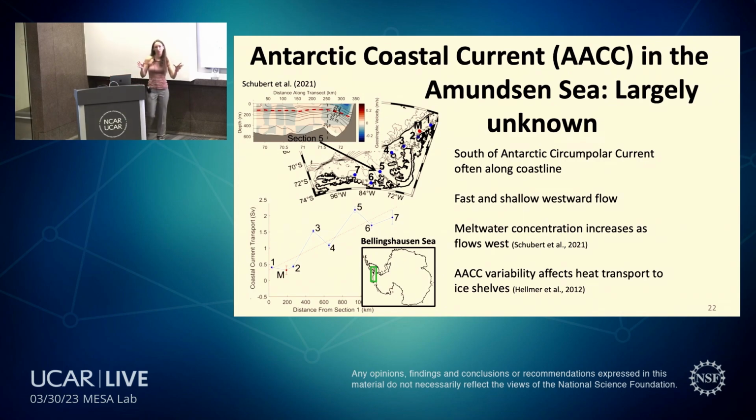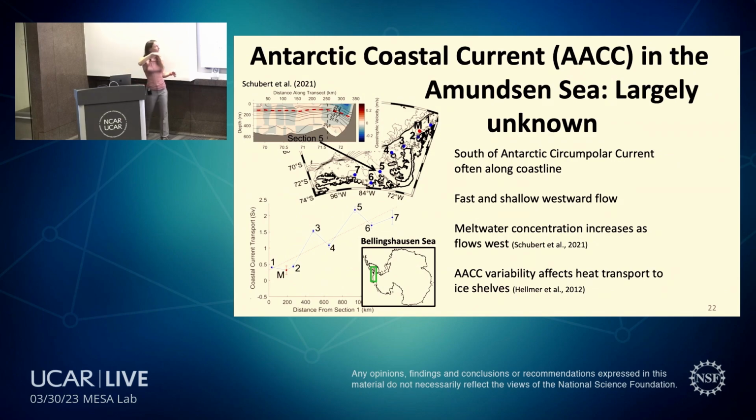So the Antarctic coastal current, we know is near the coastline of Antarctica. There are studies that have been done in the peninsula and in the Bellingshausen Sea that have found the coastal current and show that it's there. It's fast, it's shallow, it flows to the west, and it's really important because it carries a lot of meltwater away from the ice shelves.